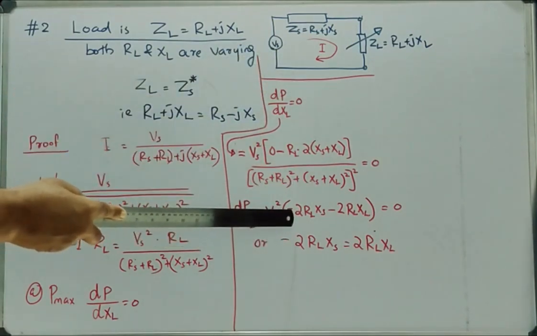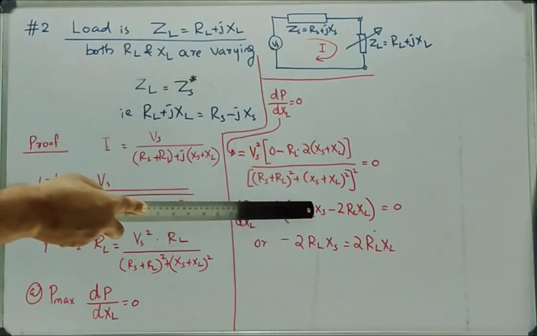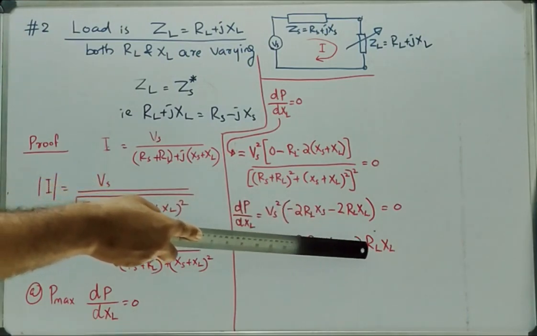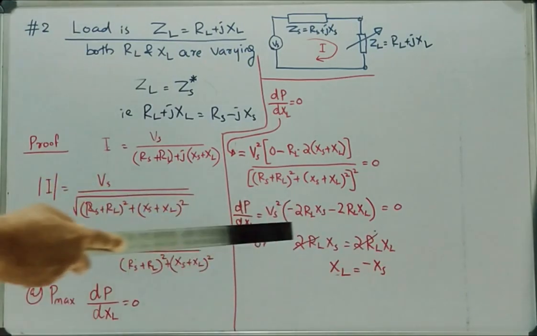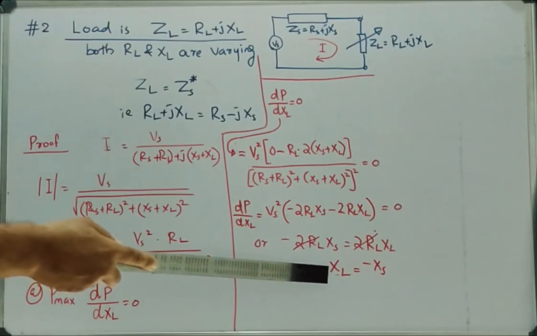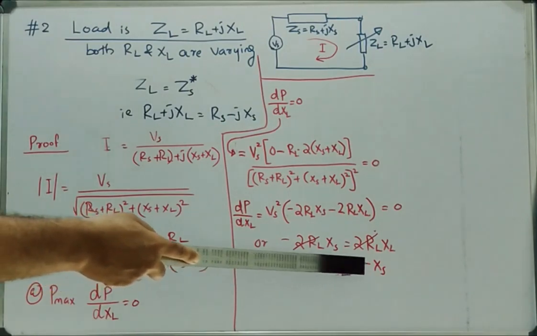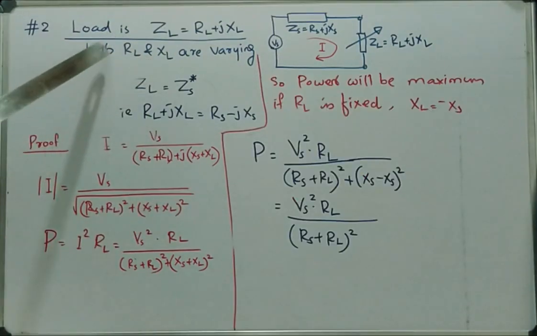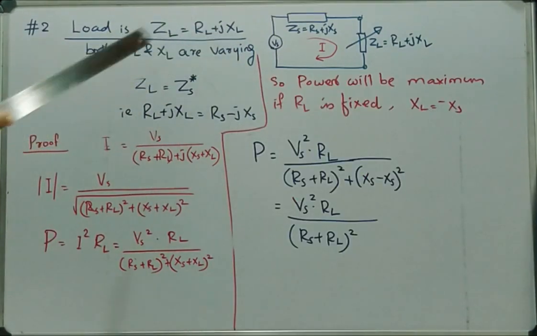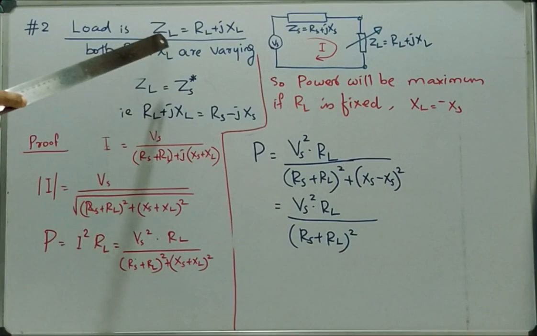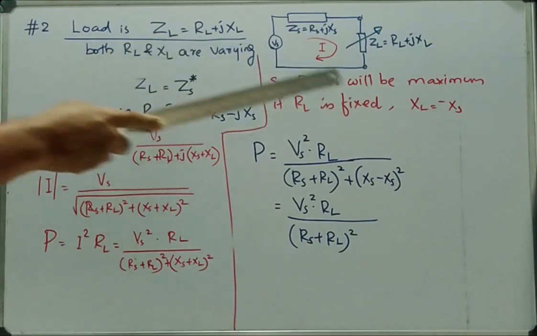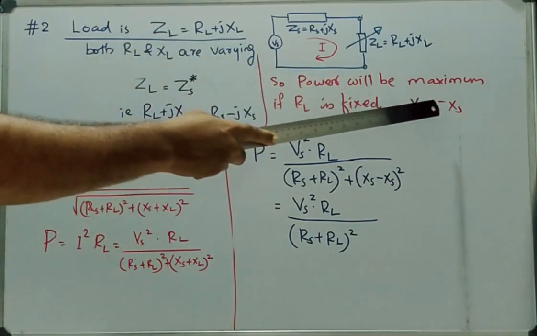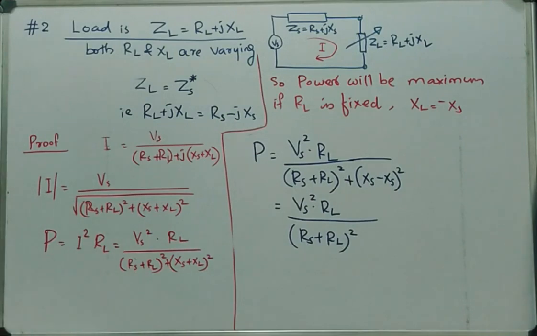Vs square is constant, it is the source voltage. So the condition is minus 2RL XL is equal to 2RL XS. Further simplifying, we can obtain the condition as XL is equal to minus XS. So here both RL and XL are varying. When RL is fixed and XL is varying, we got this condition, that is XL is equal to minus XS in order to transfer maximum power.